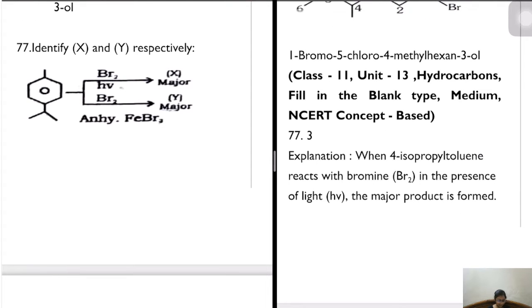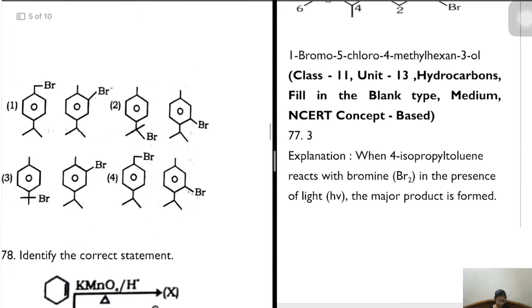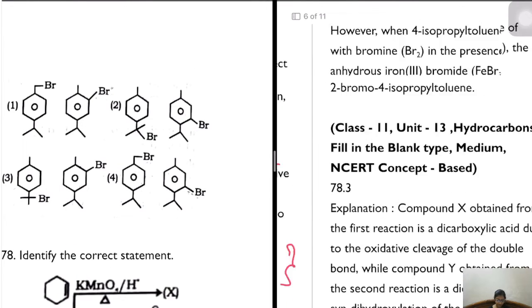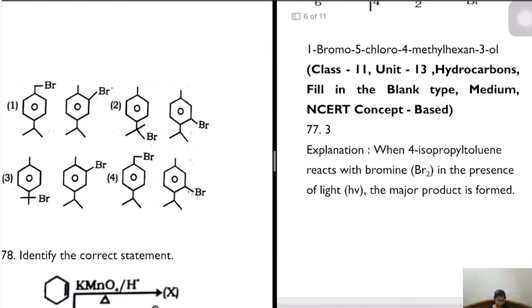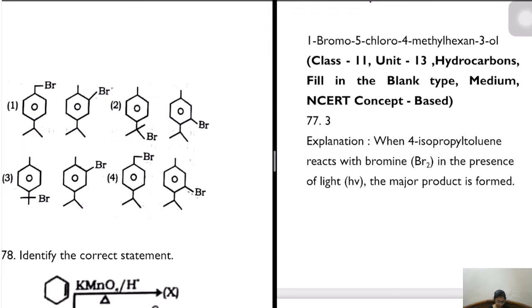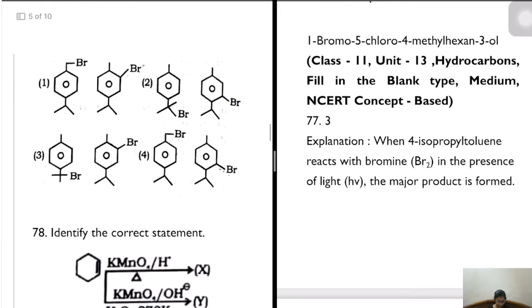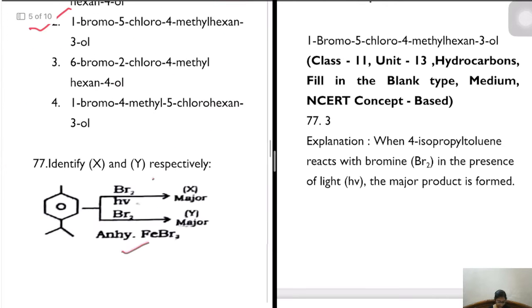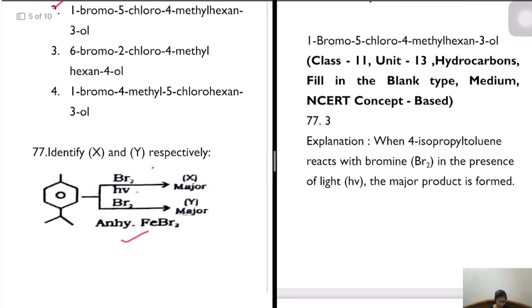What is asked? Identify the products. This is bromination, and then we have this. Okay, let's see. These are the options given to us. Let's see if we have the structures here. No. See, in case of X, what happens? Here we have bromination in presence of hν. That is the formation of radicals will be there.